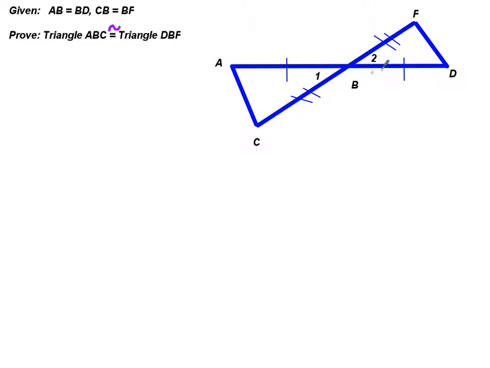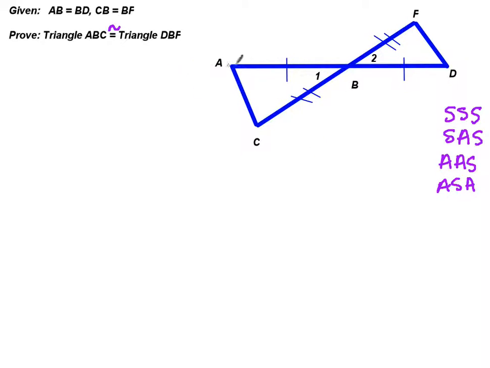Now when I think about triangle congruence, I should first start by working backwards, thinking about which postulates I have in my toolkit that I could use. So we know we have SSS, that's proving all three sides. We have SAS, that's two sides and the included angle, angle, angle, side, and angle, side, angle.